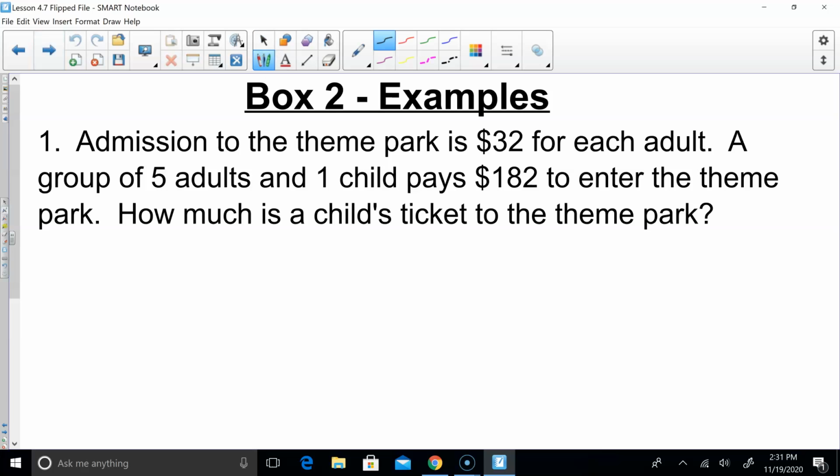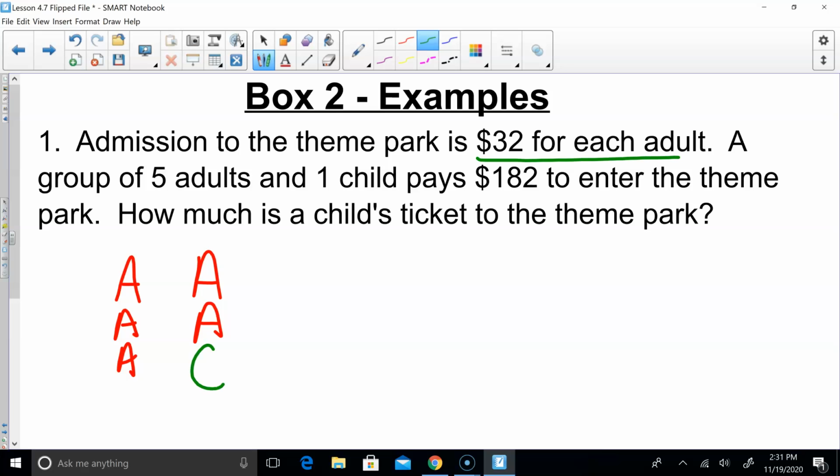So we have a saying too, when in doubt, draw it out. So I'm going to do a little visual walk through this problem myself, as if I had no idea what to do. I'm thinking there's 5 adults, so I'm going to go A, and A. And then I also have a child, so the child would be C. And it says it's $32 for each adult. So that means this would be 32, and this would be 32, and 32, and 32, and 32.